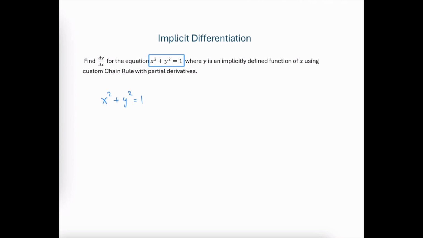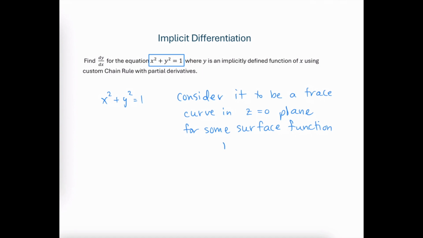So instead of using the Calc 1 method of implicit differentiation, we're going to consider this unit circle to be the trace curve in the z equals 0 plane, which is the xy plane, so in the floor of three-dimensional space, for some surface function that we're going to call capital F of x, y. So if z is equal to capital F of x, y, then z is the surface, and when z is equal to 0, we end up with our circle in the xy plane.